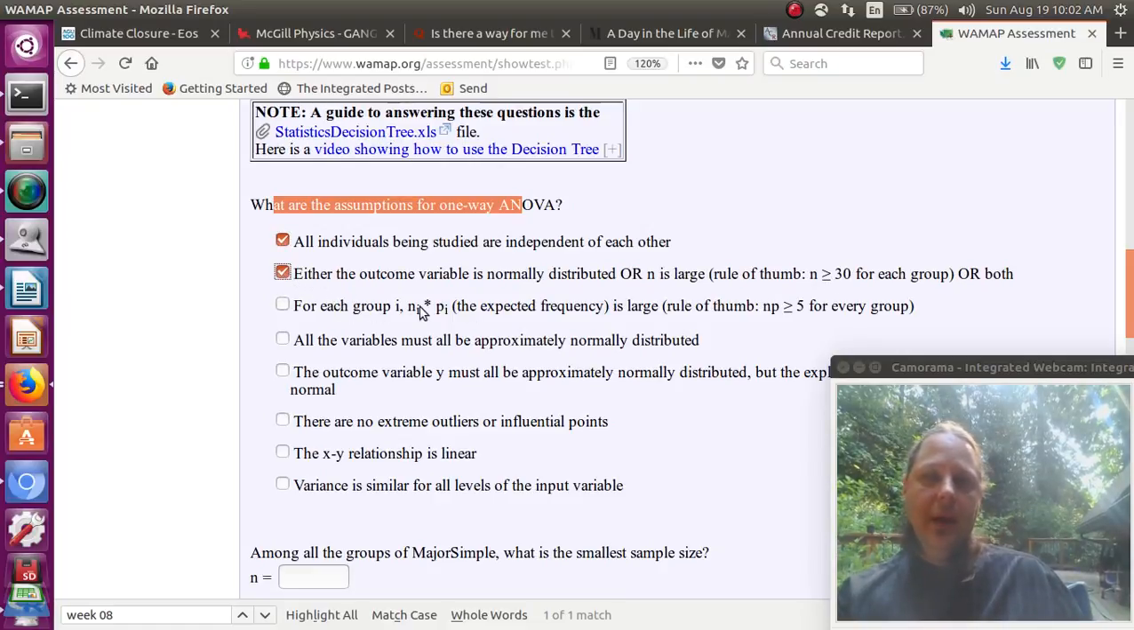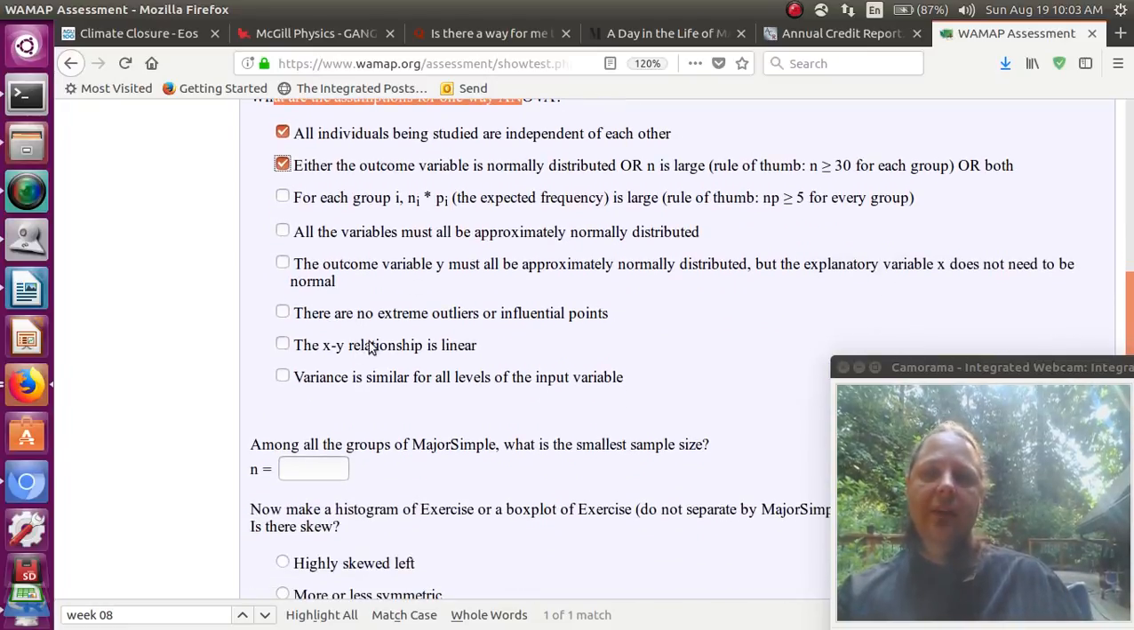We don't talk about n or p because it doesn't make any sense. It's not a categorical variable. We do not need the outcome and input to be normally distributed. The outcome doesn't need to be normally distributed if n is large.